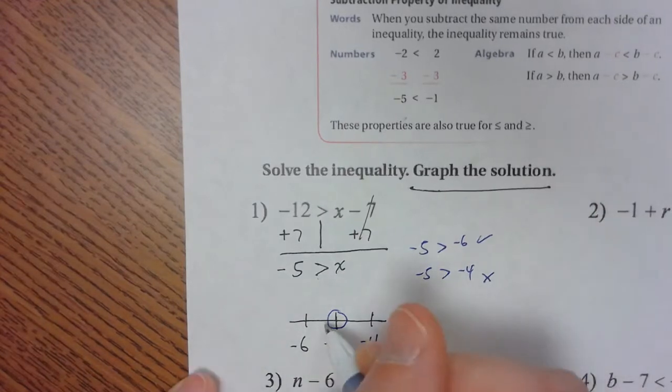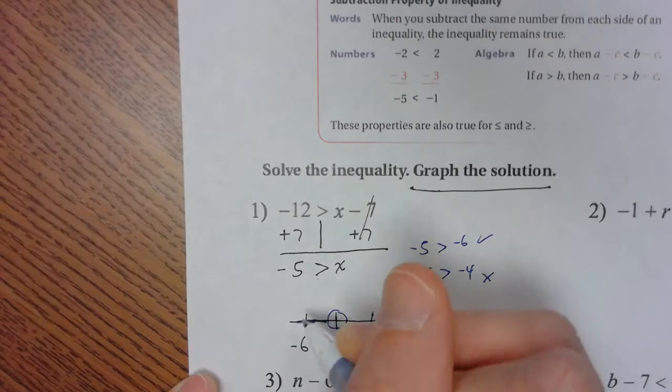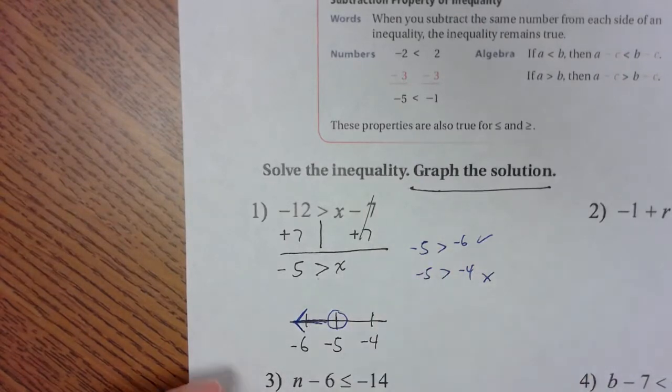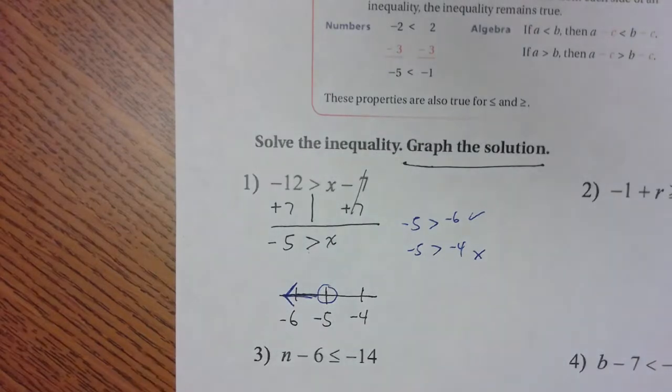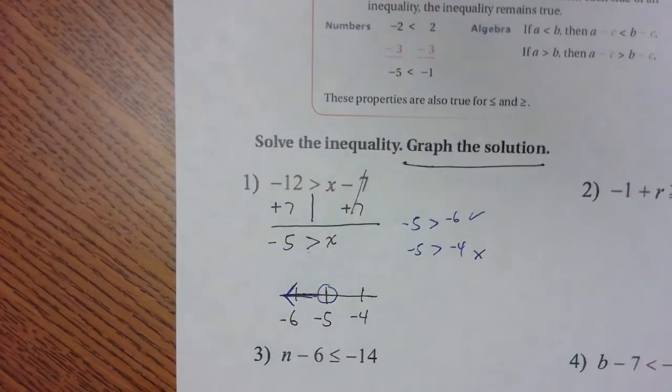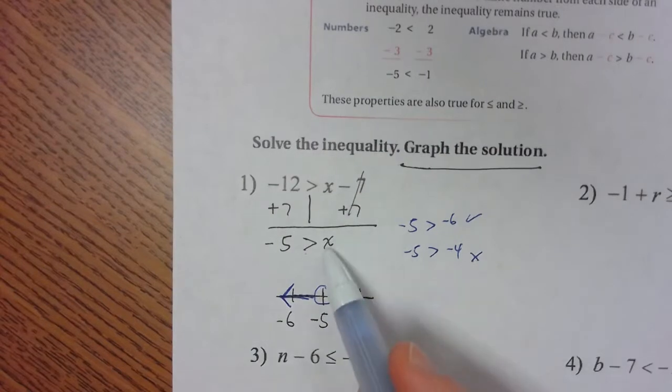So I'm going to draw an arrow towards negative 6. Now once again, notice, try to make your line a little bit thick so it's a little bit easier to see, a little bit easier to notice. This whole thing is my answer. So not just the inequality, not just the graph, the whole entire thing.